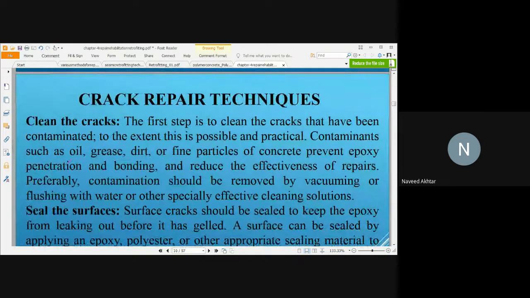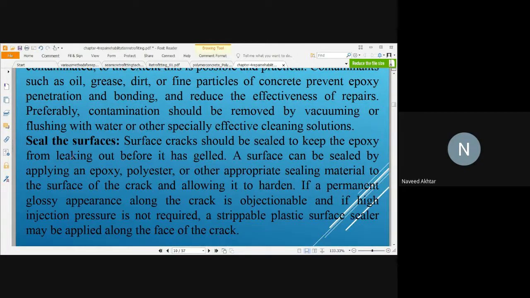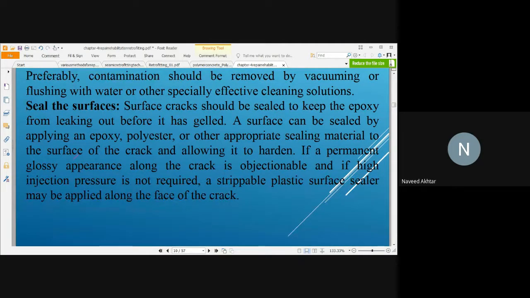So when you apply the sealant or the epoxy to the crack, you should clean the cracks from dirt, grease, oil, or any such contamination that would be harmful, by washing with water, by applying air pressure, etc. You can clean the cracks so that no harmful material or contamination remains, and then the surface is sealed with epoxy, polyester, or any other sealing material that can fill the cracks.